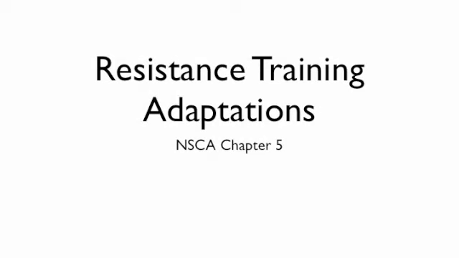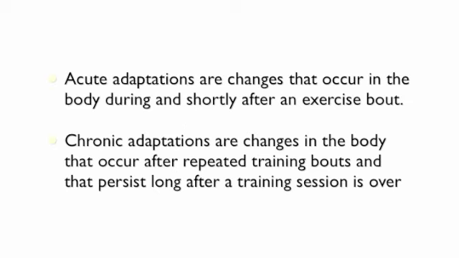All right, so we're starting chapter 5, which is resistance training adaptations. And we talk about acute and chronic adaptations. Acute adaptations are changes that occur in the body with each bout of exercise. So every time I exercise, the body has certain changes. Whereas chronic adaptations are changes that occur over time as we maintain repeated bouts of exercise, and so these are more long-term adaptations.